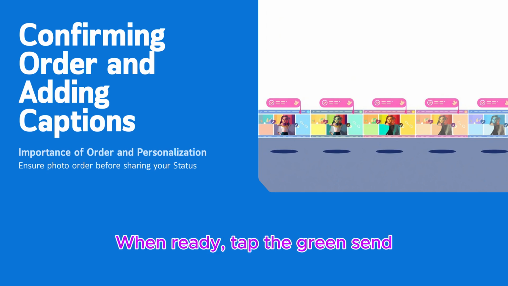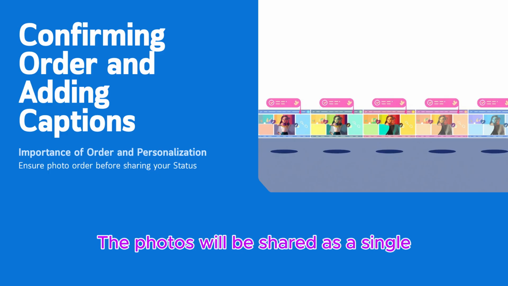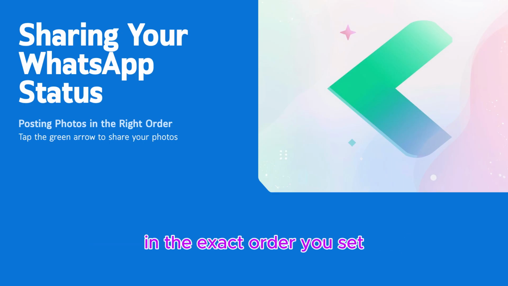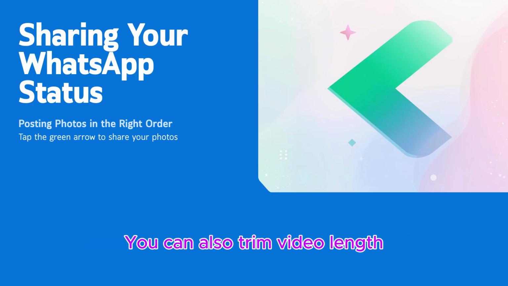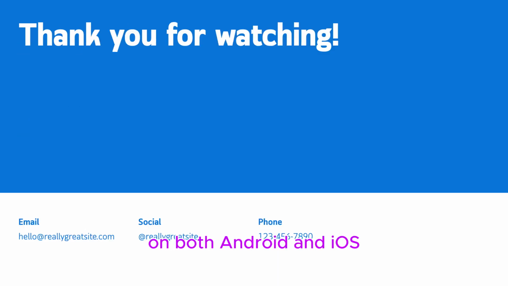When ready, tap the green send arrow to post to your status. The photos will be shared as a single status that viewers can swipe through in the exact order you set. You can also trim video length if you included videos. This feature is available on both Android and iOS.